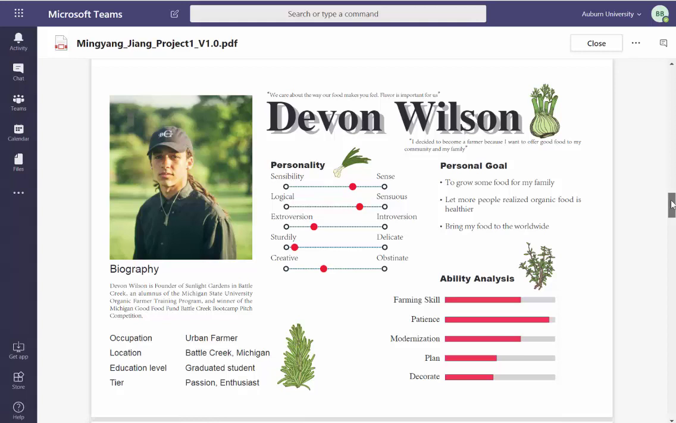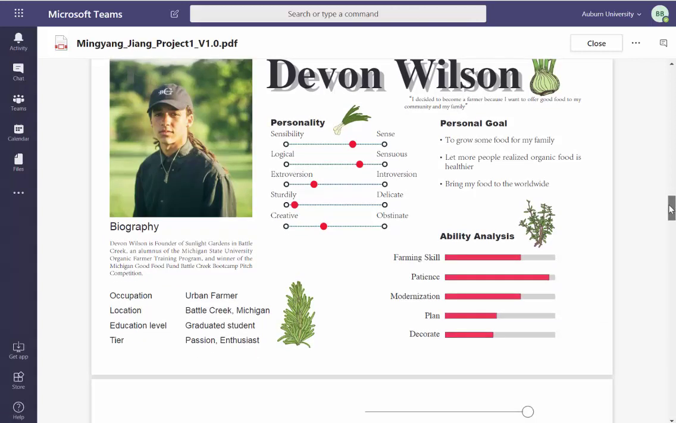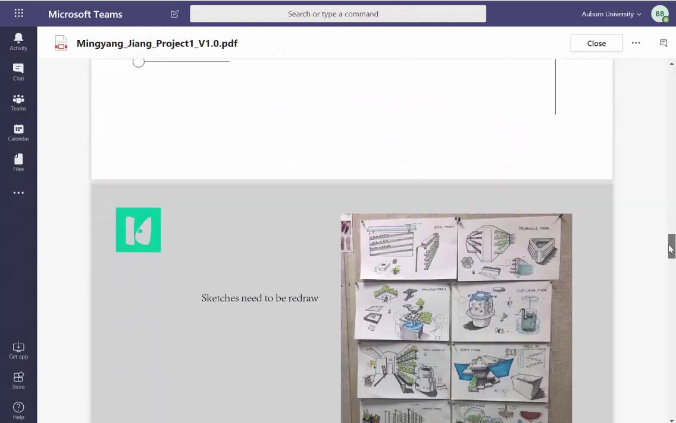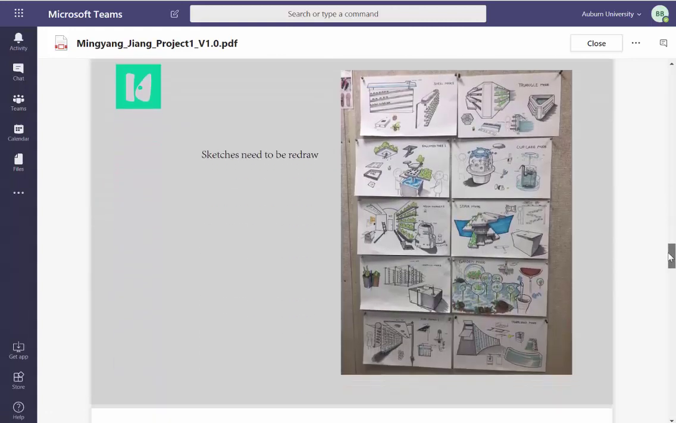We have a person. It's maybe an onion. He's extroverted and sensuous. Once again, I don't know what problem I'm trying to solve, so I don't know what to apply the persona towards. Sketching. Need to redraw. I would say the sketches are actually quite nice. It's just you need to scan them into a computer so you can format them.